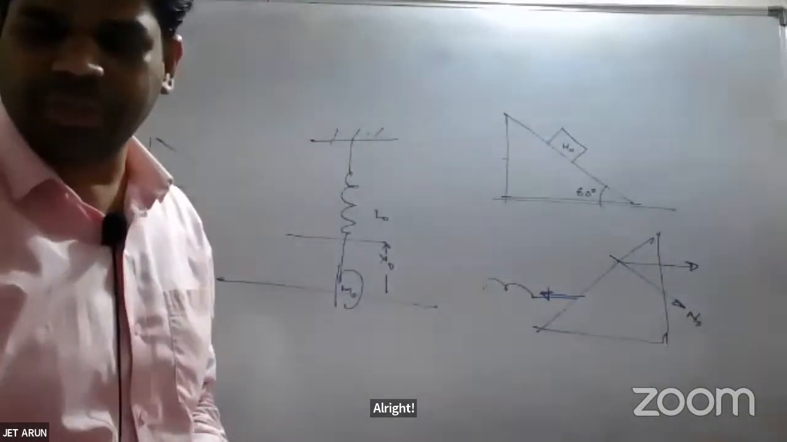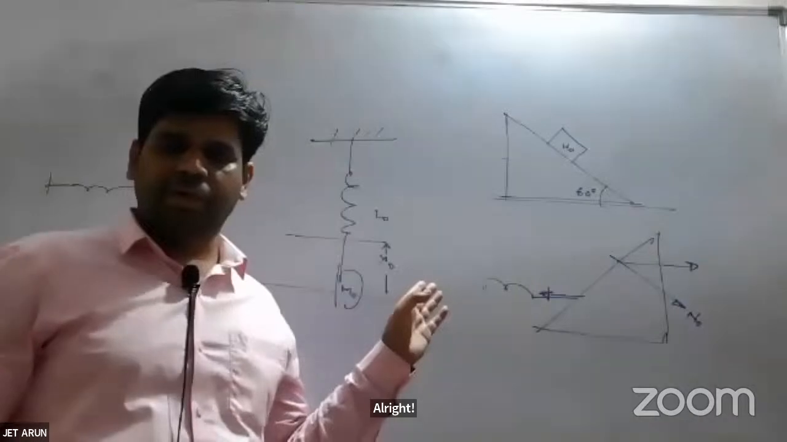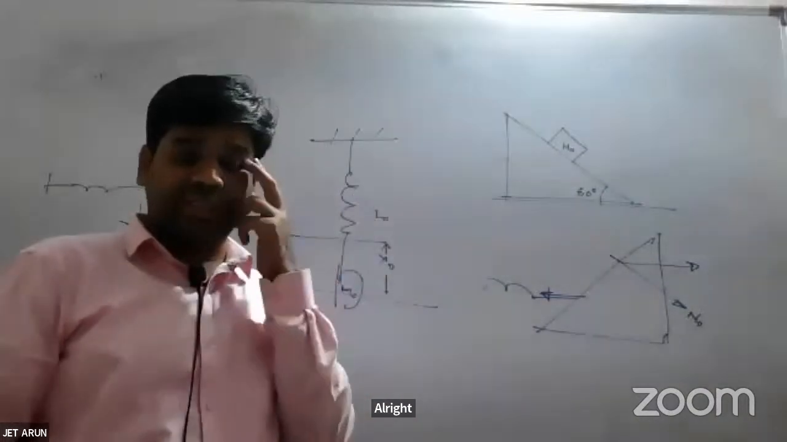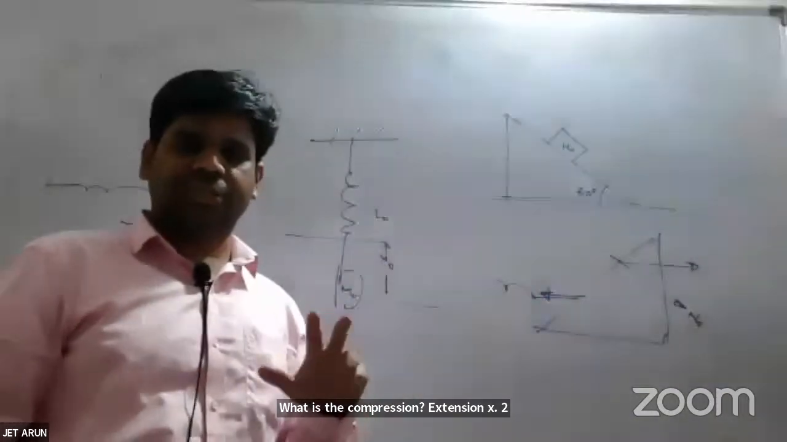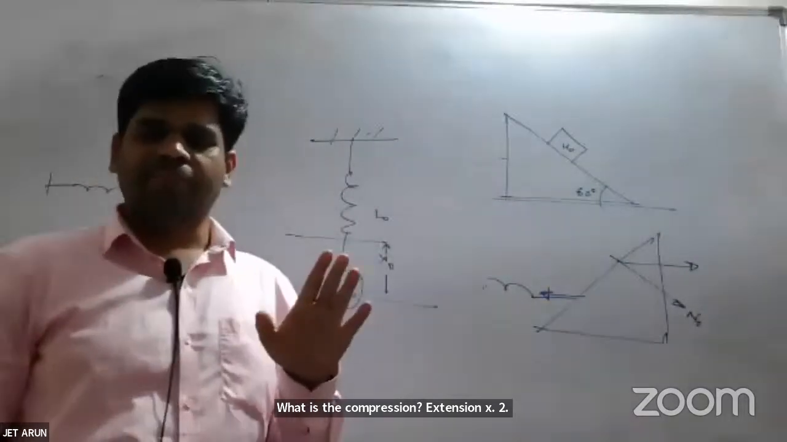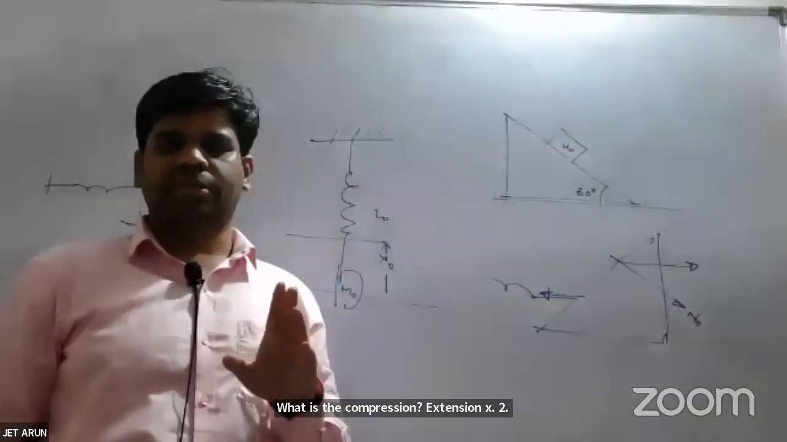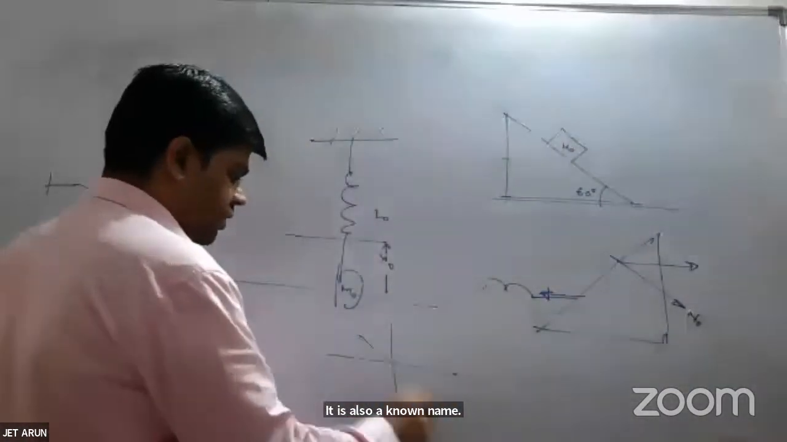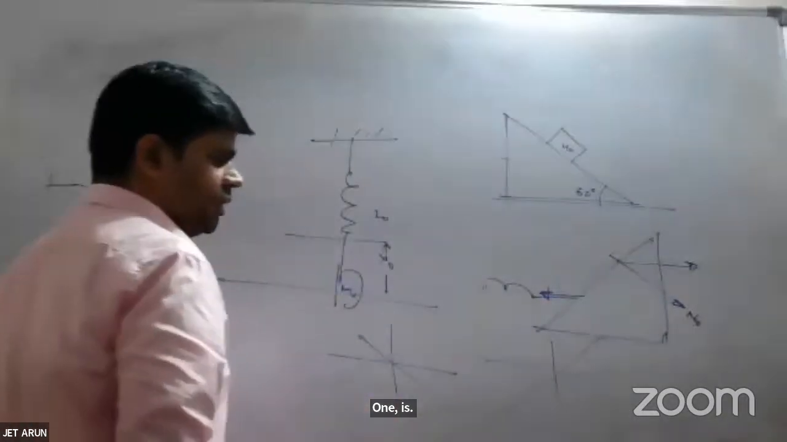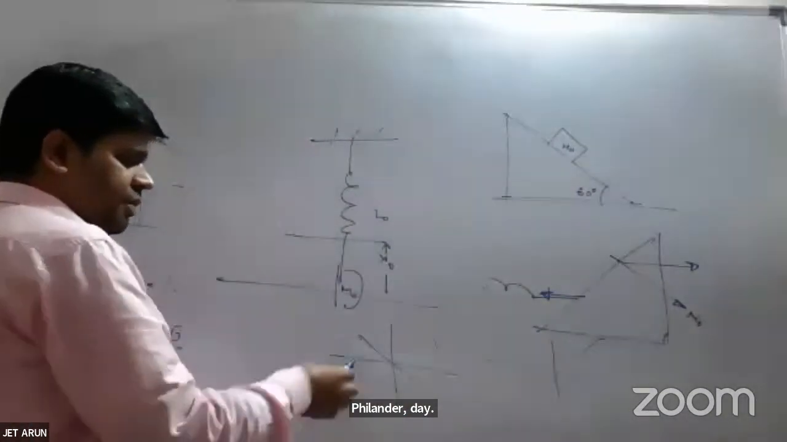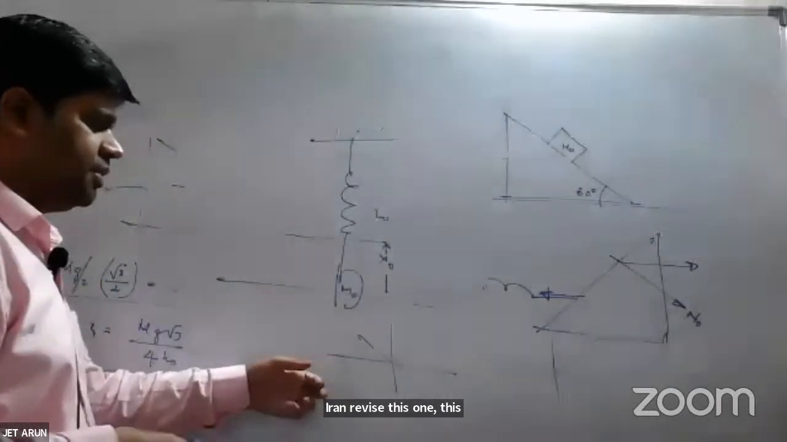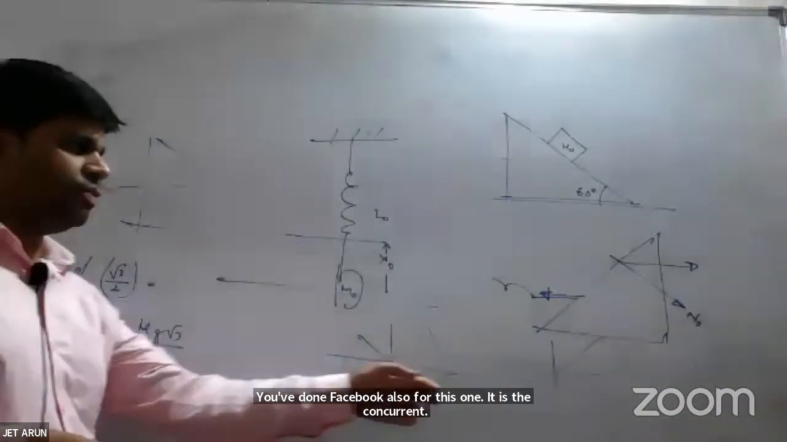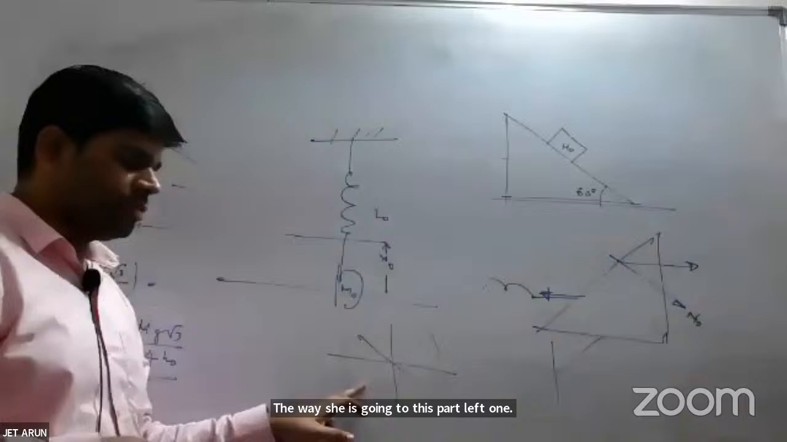Students, you remember your homework? One is just revise whatever we have done. How compression came, how extension came, how to find tension, what is the compression or extension, x1 greater than x2, x1 less than x2, visualize it once. Then the second thing is you revise AX graphs. We have two AX graphs. One like this, and one like this. Revise this one. This one would be enough. We have done the phase portrait also for this one. Find this, read this once, revise this part, the left one. Even if you don't do this one, that's okay, but this is very important for tomorrow.